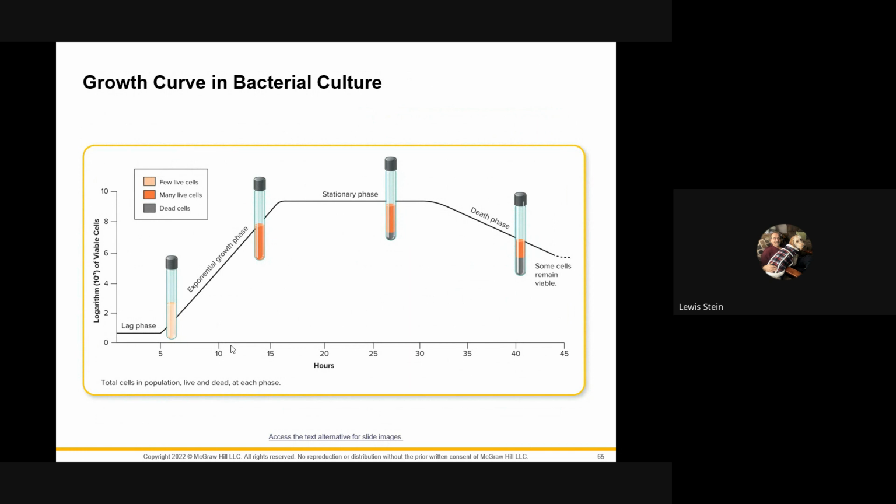Once it starts to grow, and again, this is logarithmic, so that's not 2, 4, 6, 8, that's 10 to the power. 100, 10,000, a million. Get the idea? Logarithmic.